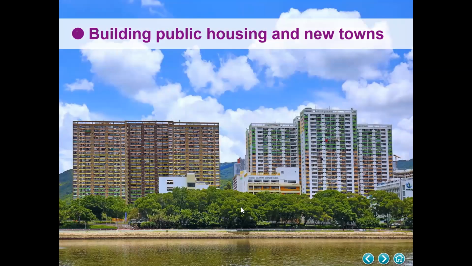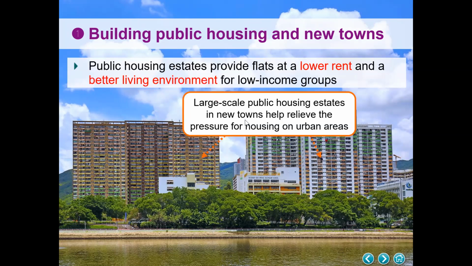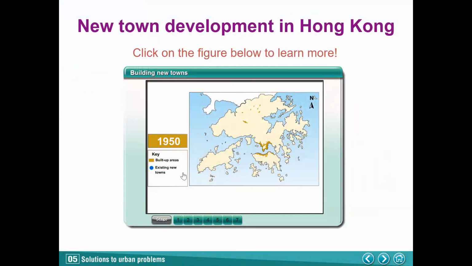This is the photo taken along the Shing Mun River, and these two are the public estates in Shatin New Town. And public housing estates provide flats at a lower rent and a better living environment for low-income groups. So the large-scale public housing estates in new towns help relieve the pressure for housing on urban areas. Now, let me show you an animation about the new town development in Hong Kong.